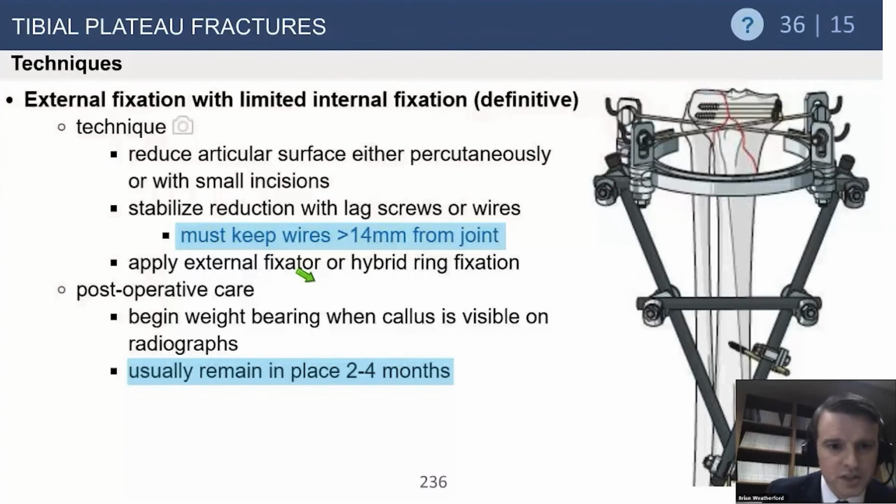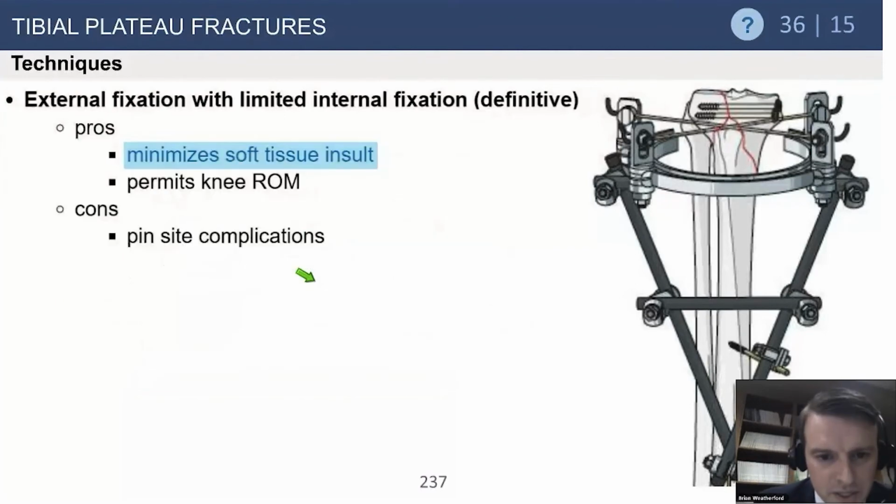External fixation with limited internal fixation. You must keep the wires greater than 14 millimeters away from the joint. The capsular reflection medially is 14 millimeters from the joint. You can apply hybrid fixation. Postoperatively, this frame will usually remain in place for 2 to 4 months. You begin weight bearing when you see visible callus.